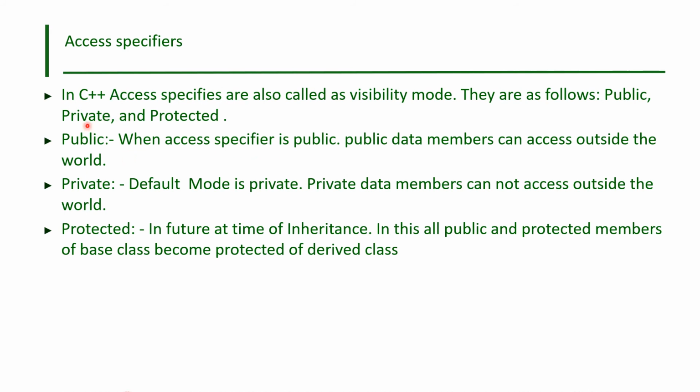So what do we mean by the public access specifier? Whatever you have declared in the public access specifier can be accessed outside the class, and whatever you have declared in your private access specifier will be accessed only through the public access specifier that you have declared in your class.